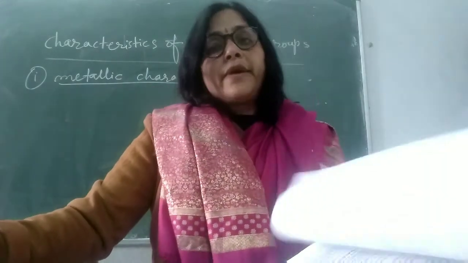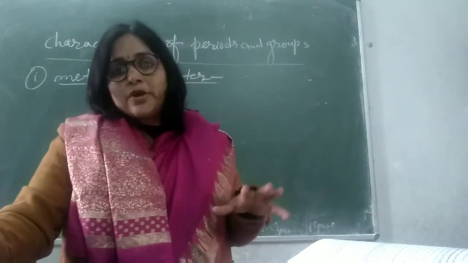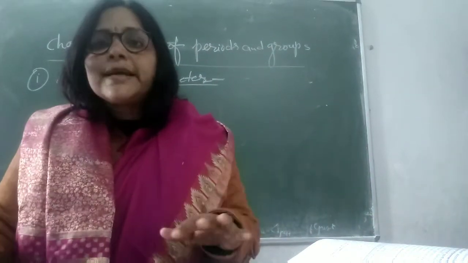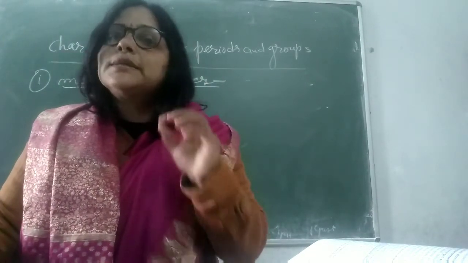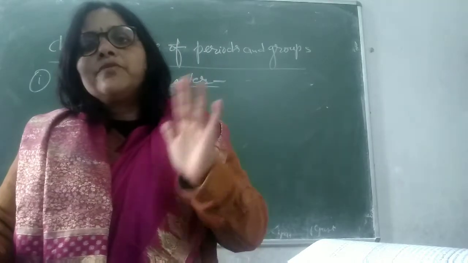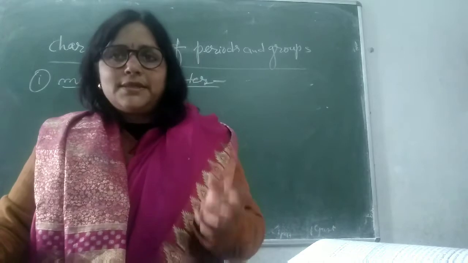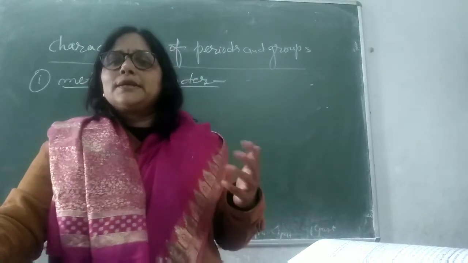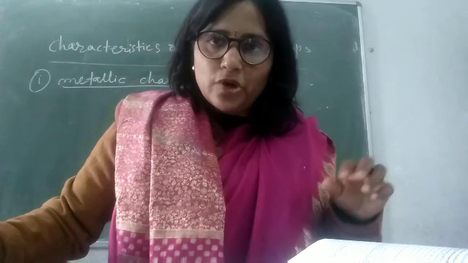Therefore, when we are moving down a group, the metallic character increases. But when we are moving in a period, metallic character decreases because the atomic size decreases, and this is the reason. Metallic character decreases when we are moving in a period from left to right, but non-metallic character increases. Non-metallic character means the tendency to accept electrons and behave like a non-metal.